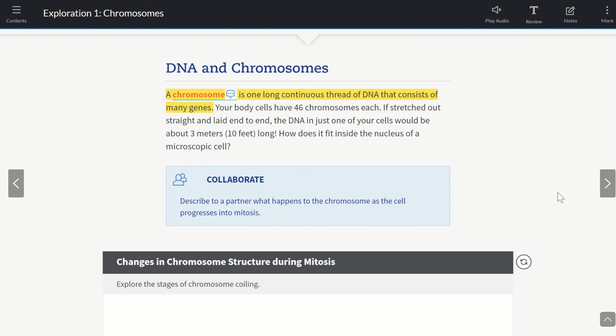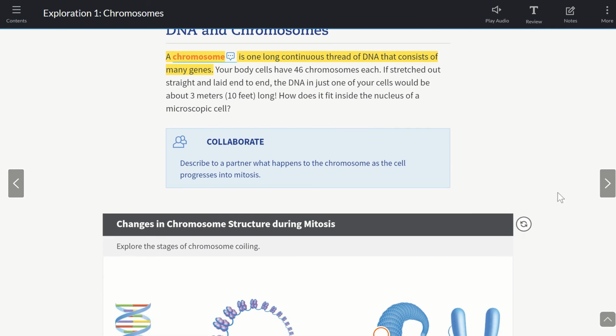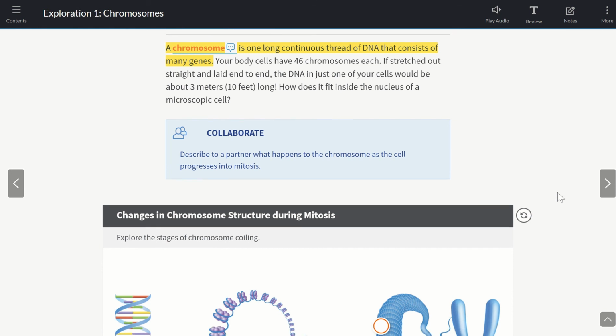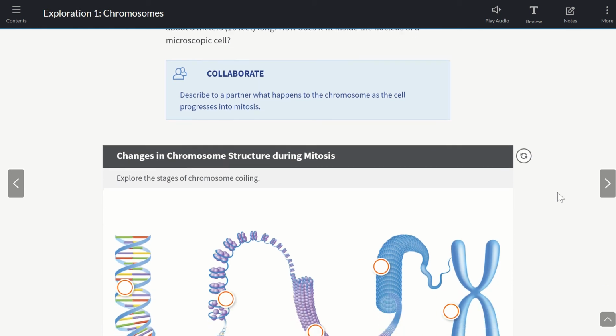Now, that piece of DNA, if you were to pull it out and lay it end to end, would be about 10 feet long, which is crazy because 10 feet worth of DNA in every single one of your multiple trillions of cells would get pretty long. So how do we organize it?